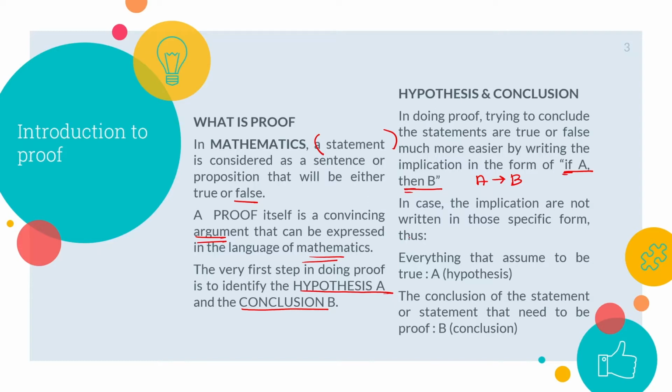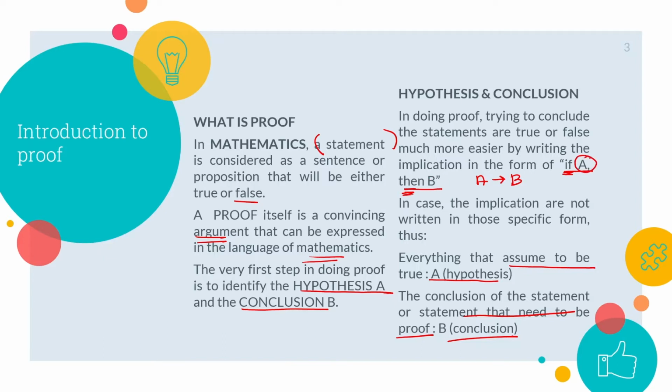Okay, so the hypothesis is something that you assume to be true, and the conclusion is the statement that you need to prove. Okay, in case it is not written in this form, you have to find this. What is the hypothesis and what is the conclusion? So if it's written in the if then form, it is easier. After if, before then is the statement A, and after then is the statement B.